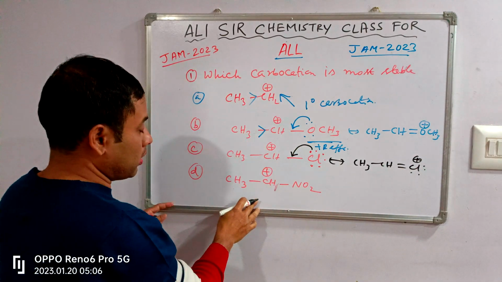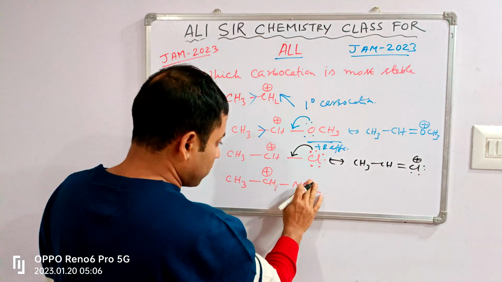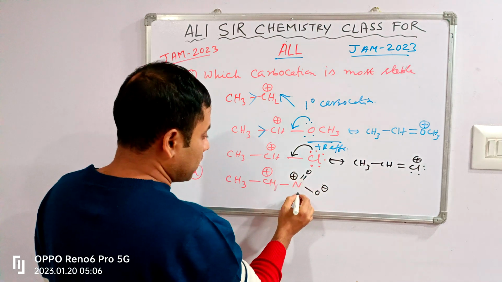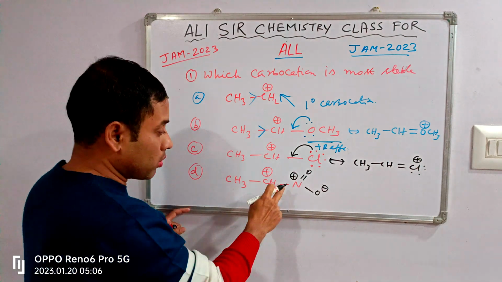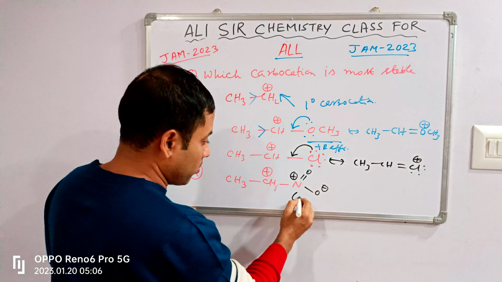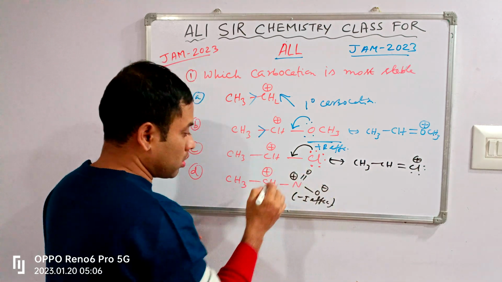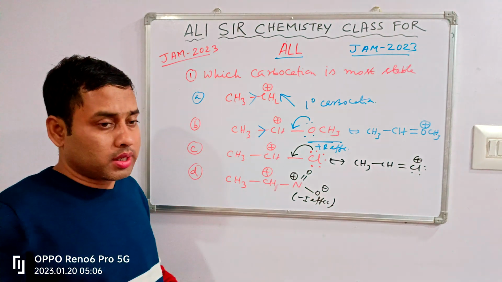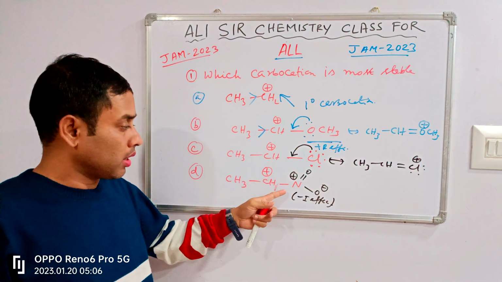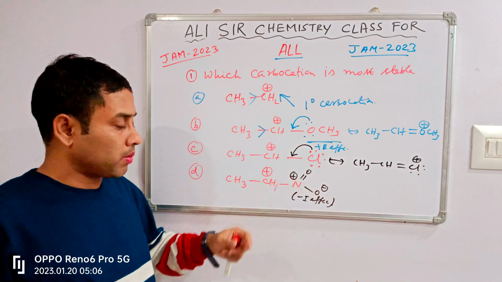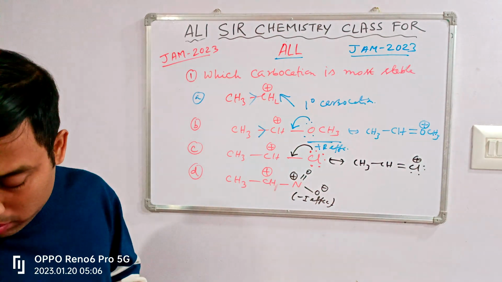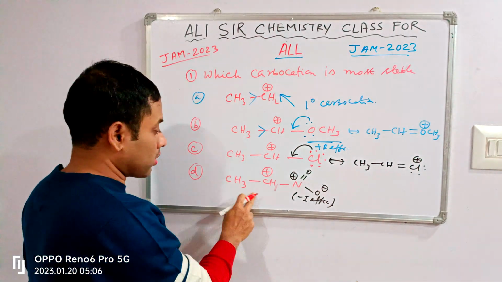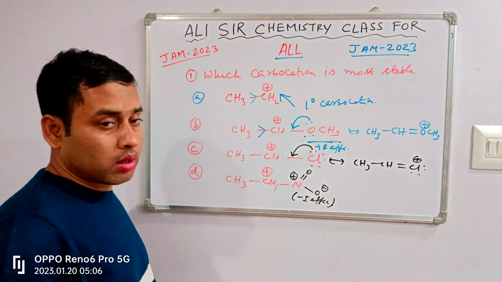But if you see in D, here the nitro group is present. If you write it properly, N double bonded to O minus, and here nitrogen is present with plus. So the NO2 group will show minus I effect because of the presence of this plus charge. We know the carbocation is an electron deficient center. That's why this is plus. And here the NO2 group also contains a plus charge. So both are electron deficient centers. So this carbocation will be least stable, due to the minus I effect of the NO2 group.